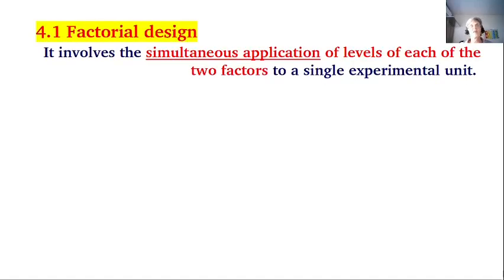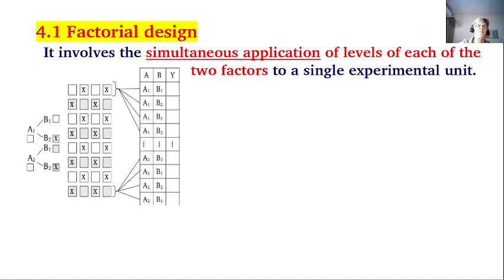The first and simplest design is the factorial design. It involves the simultaneous manipulation of levels of each of the two factors, and these are applied to every single experimental unit. That is, every single experimental unit is going to receive a combination of levels of the two experimental factors A and B that we are going to be manipulating.